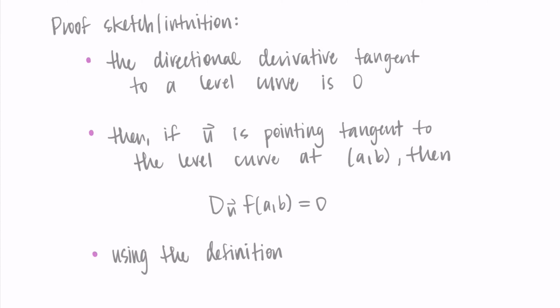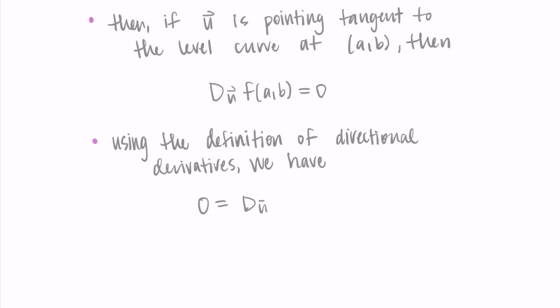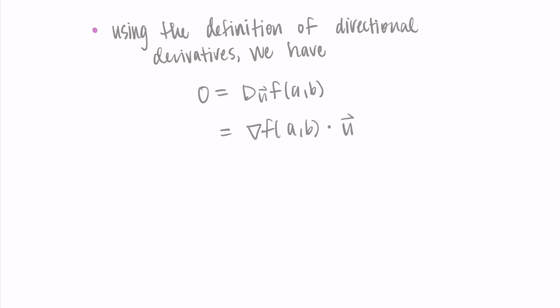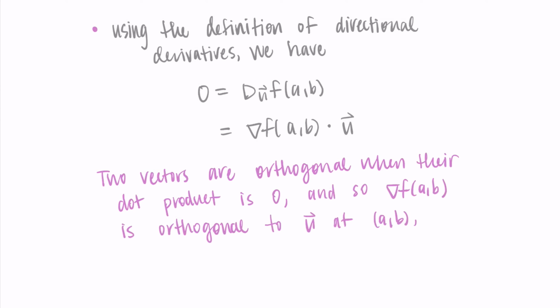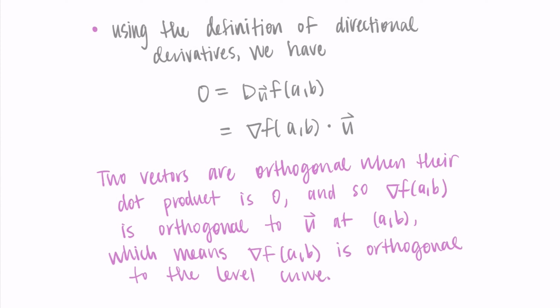Now, using the definition of a directional derivative, we know that if 0 is equal to the directional derivative, then 0 is equal to the dot product of the gradient of f and the vector u. So we know that 2 vectors are orthogonal specifically when their dot product is 0, and so this means that the gradient vector is orthogonal to this vector u, which goes along the level curve. So this means that the gradient vector is orthogonal to the level curve at the point a, b.